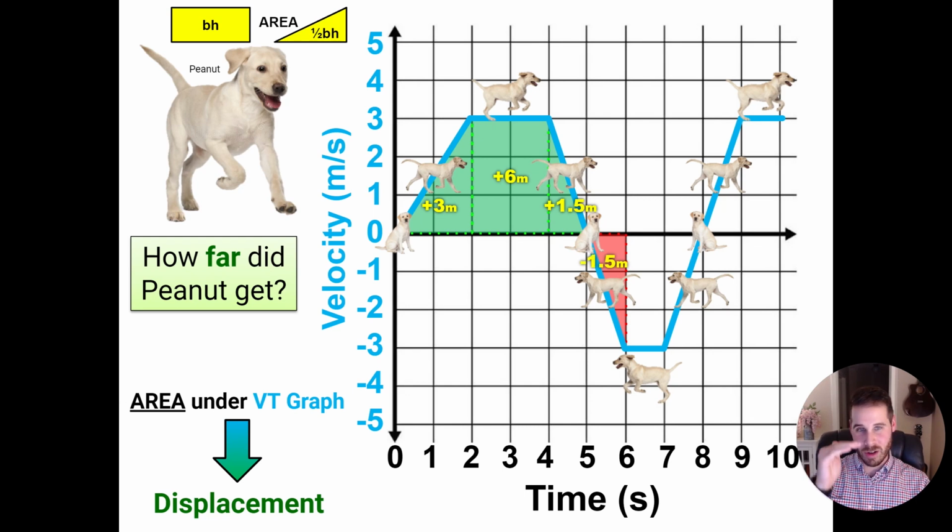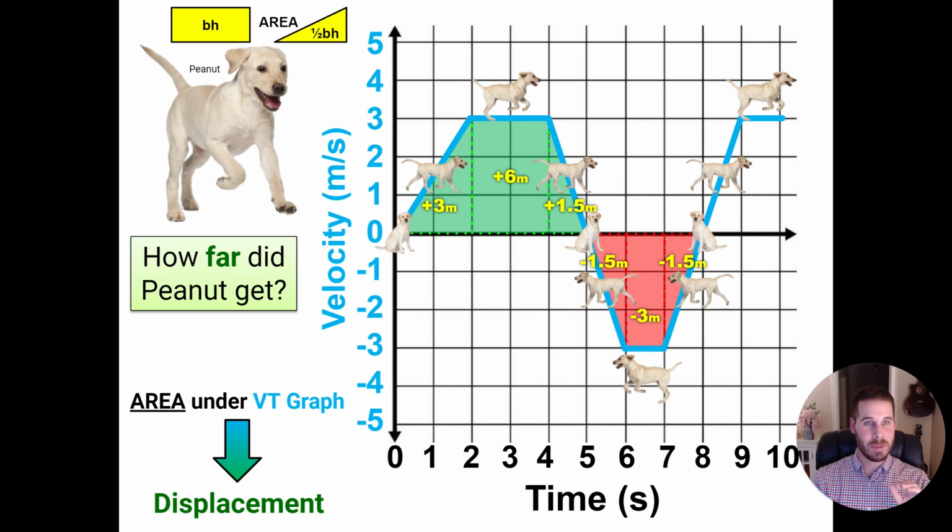The next section is also below the 0 axis. It looks like a rectangle, so you could do base times height. The base is 1, and the height is -3. 1 times -3 is -3 meters. So he's retreading a lot of his ground here. He's already gone back 4.5 meters backwards. And the next section where he's going backwards is another triangle. So 1/2 times the base, which is 1, times the height, which is -3, gives us -1.5 meters.